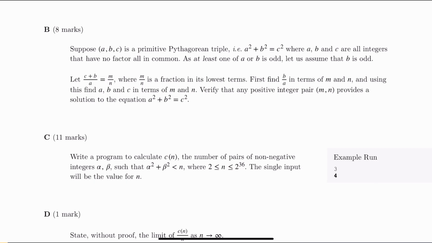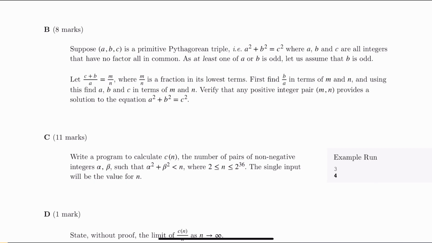So m and n can't be simplified, they're coprime, and we've set that equal to this. First find b all over a in terms of m and n, and using this, find a, b, and c in terms of m and n. Then verify that any positive integer pair m, n provides a solution to the equation a squared plus b squared equals c squared.